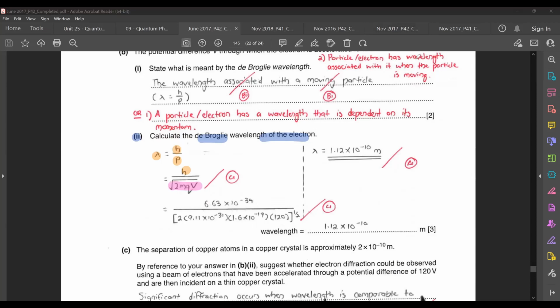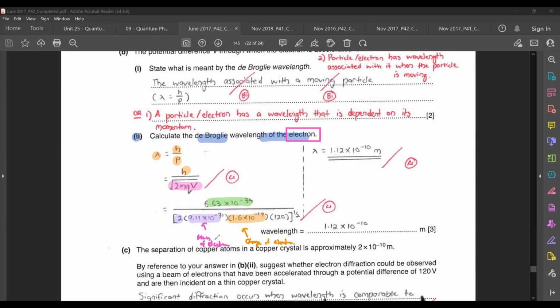Then after that, all you just need to do is substitute in all the values. Your Planck constant is the usual 6.63 times 10 power minus 34. Then that is divided by 2, multiplied with 9.11 times 10 power minus 31, because this one is an electron, so you must use the mass of the electron. And then your Q obviously will be the charge of the electron.